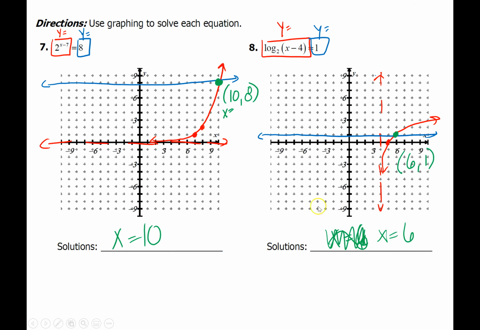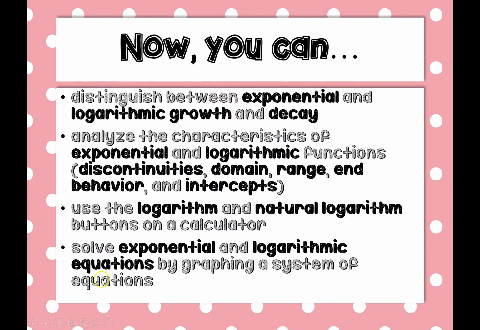Okay, so with that, we've learned a lot of little things in this overview. We can tell the difference between exponential and logarithmic growths and decays based on the equation that you're given, based on the asymptote that you can find, and based on that shape. We can figure out the characteristics, the discontinuities like the asymptotes, the domain, range, all those sorts of things. We can use the buttons on Desmos to create logarithms and natural logarithms, and we can solve equations by making a system of equations in Desmos. Go ahead and give those Now You Try problems a shot.